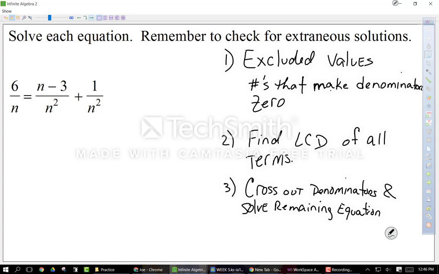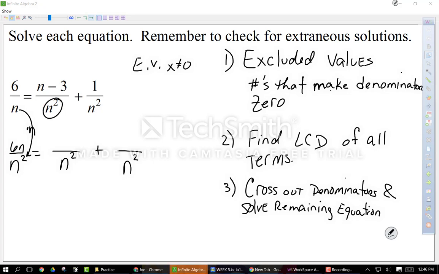All right, let's look at excluded values. The excluded values are 0, 0, 0. Since they're all the same, I only have one excluded value. x cannot be 0. Common denominators. n squared, the highest degree of your variables. So n times n, that makes this a 6n. The n squared here stays the same, so it's n minus 3. This n squared stays the same, so that's a 1.